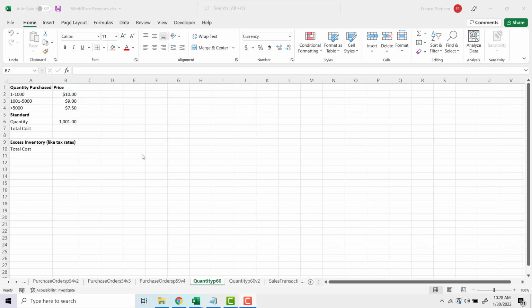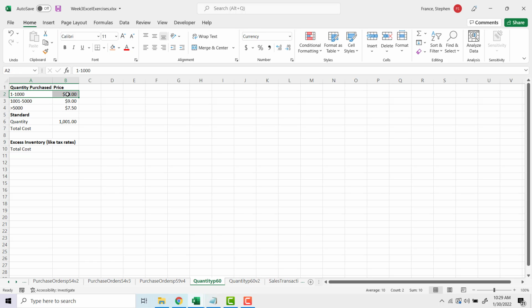Okay, so our second little example of logical functions and if functions is a quality discount. Now, what we have here is obvious, and in most industrial applications, the amount you pay is dependent on quantity. So the more you buy, the cheaper it is, for obvious reasons.